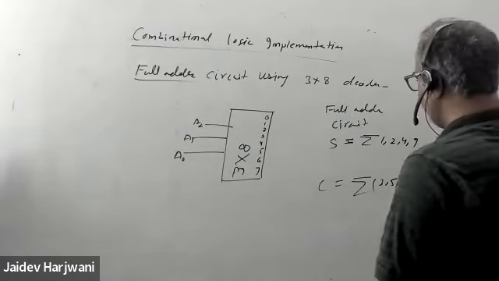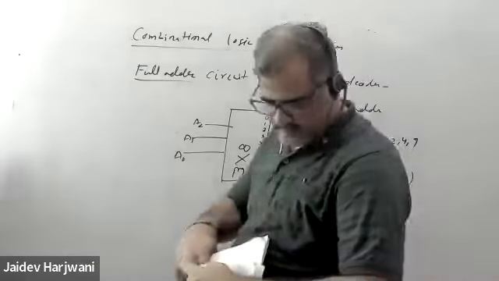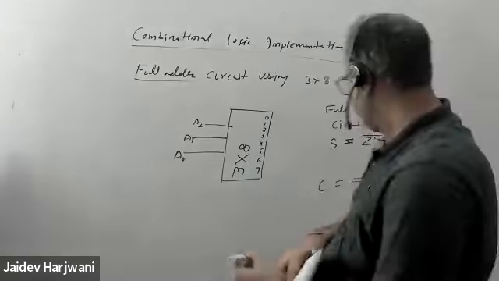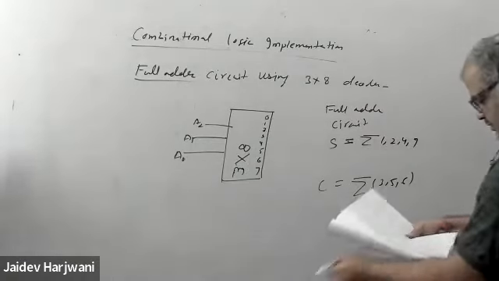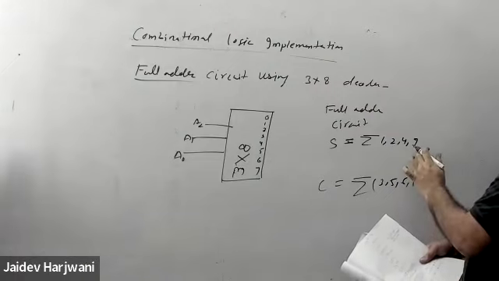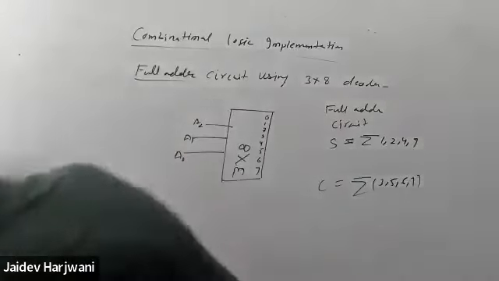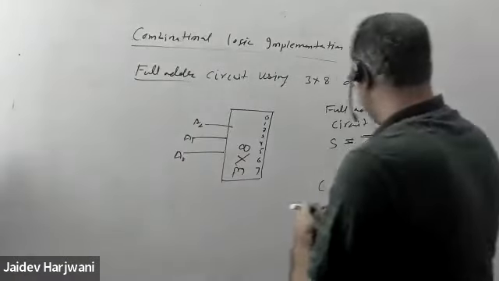Okay, so now you have to make a full adder circuit using this decoder. This is very simple. For sum: 1, 2, 4, 7. For carry: 3, 5, 6, 7. 0 is not included.